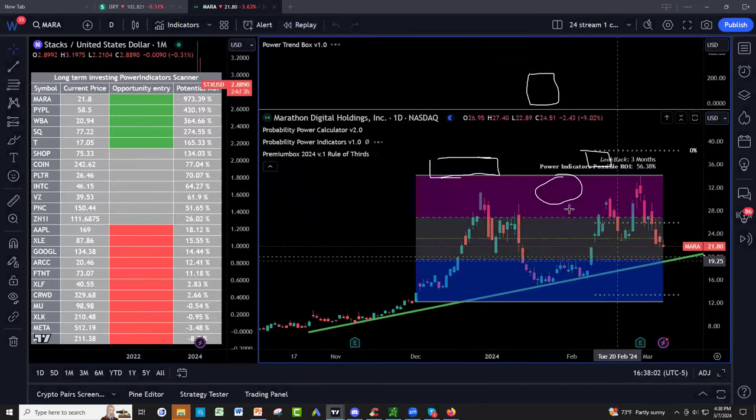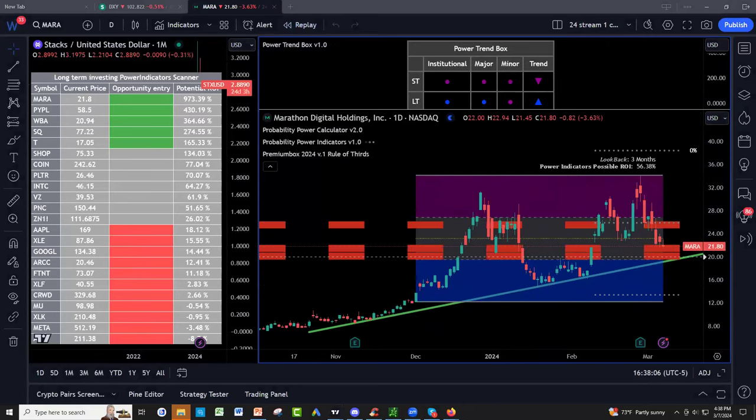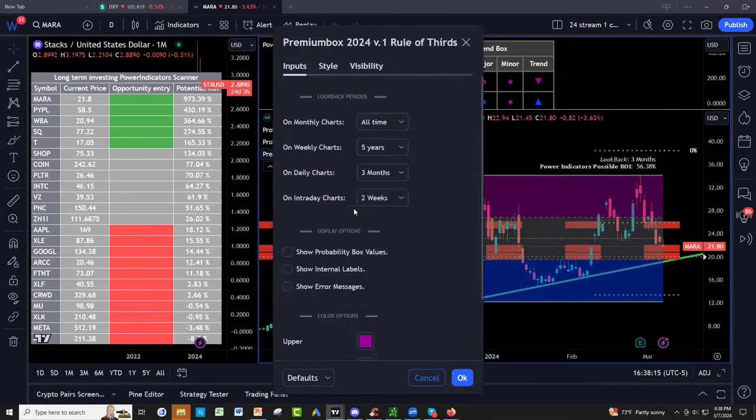So for stocks that move fast and that are volatile, do not use the weekly chart on the probability rule of third. Go here and go on the intraday chart and use a 2 weeks look back period, and that's it. So look what I do. For the monthly chart, it's all time. For the weekly charts, I look 5 years. For the daily charts, I look 3 months. For the intraday charts, if you put 5 hours, 2 hours, I put 2 weeks, right?